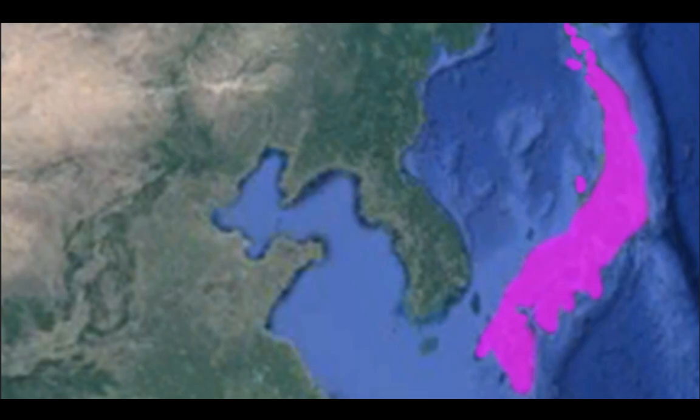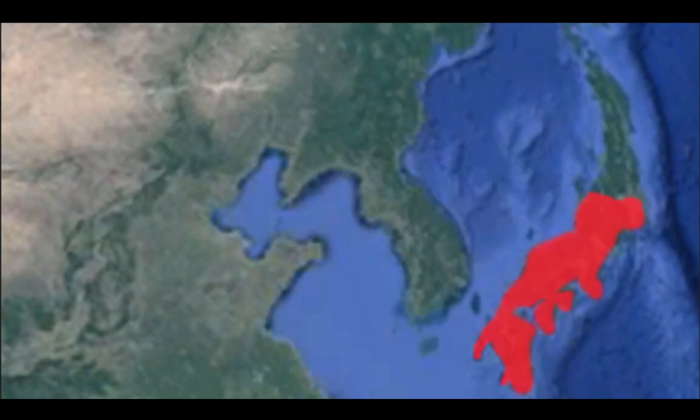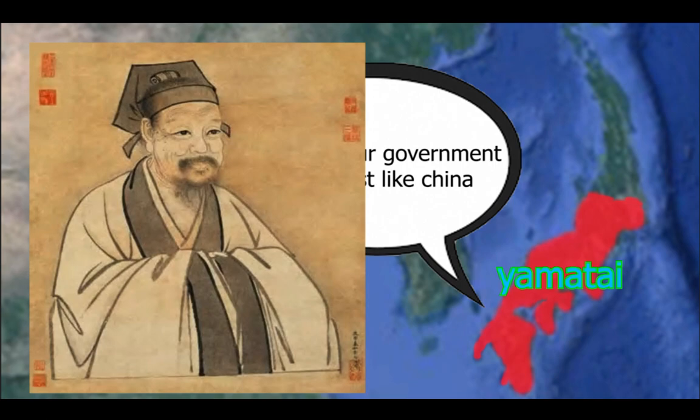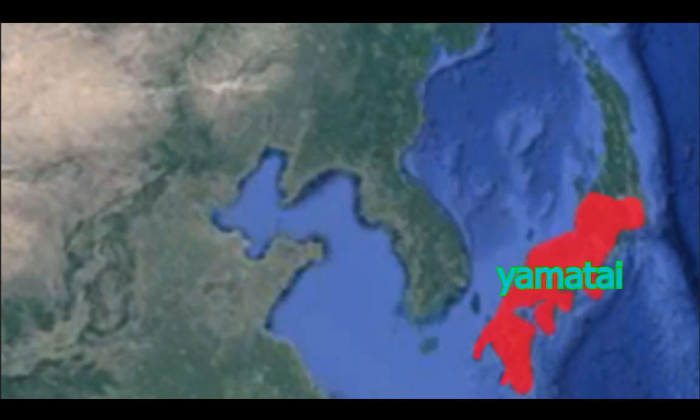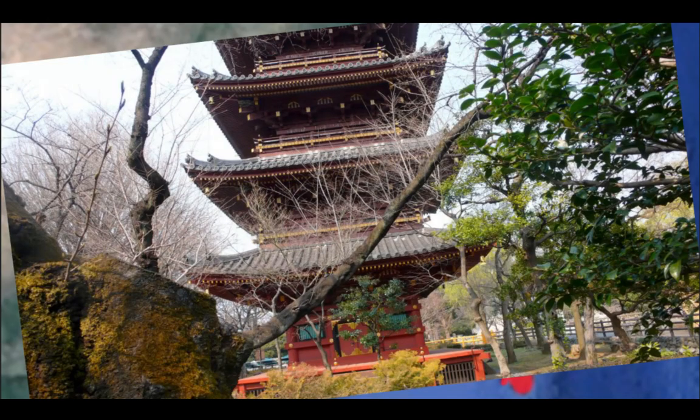Whoa, what's that island? It's Japan. No, not that Japan. This Japan. What's that? It's the Yamatai Kingdom, and they want their government to be just like China so they can send embassies to adopt Confucianism and Buddhism and make reforms like the Taika. They even had an empress like China. Then they decided that they wanted to build stuff like China, and they did it so well that their buildings are still standing, but not China's.